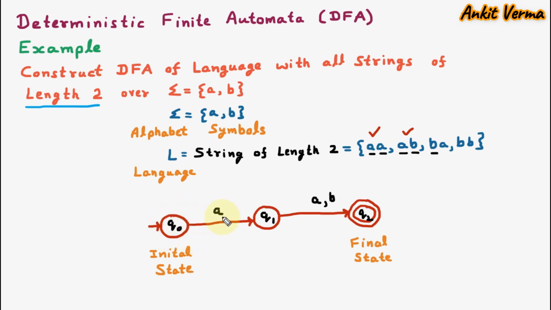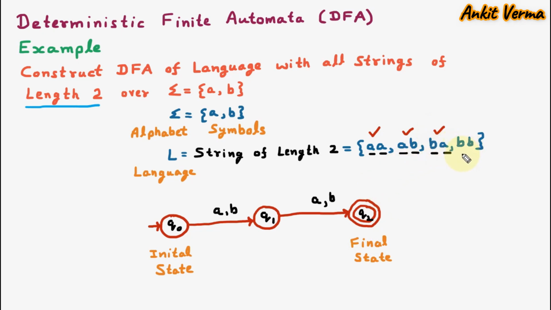There is one more possibility. We are on Q0 and if B is coming, then we should go to Q1. Let's check. If first B is coming from Q0, we are on Q1 and then A is coming, so from Q1 we are on Q2. So here we are on the final state, and this is solving our purpose because after scanning this complete string, we are on the final state. So this string is accepted by the DFA.